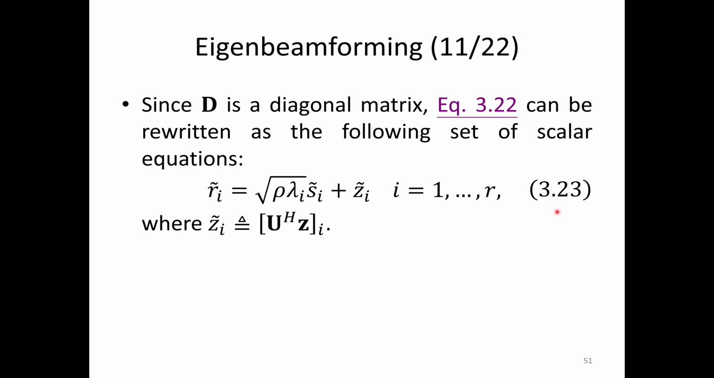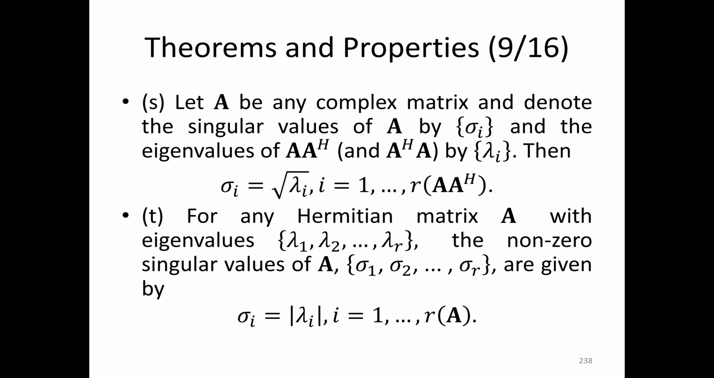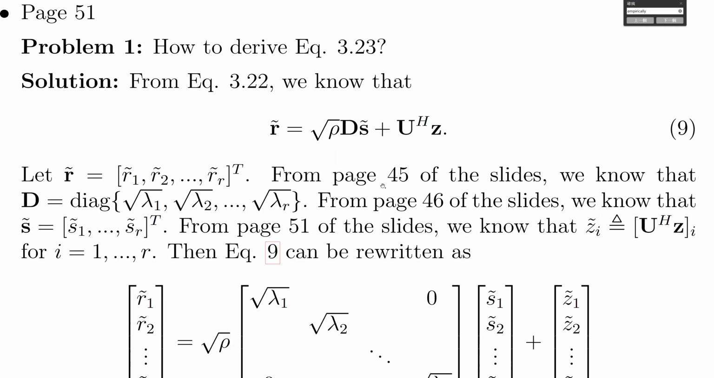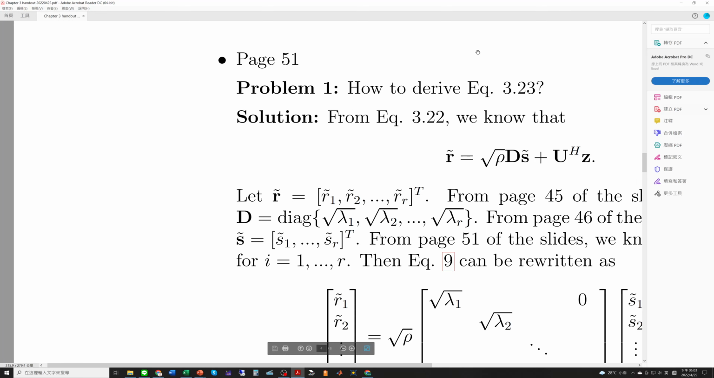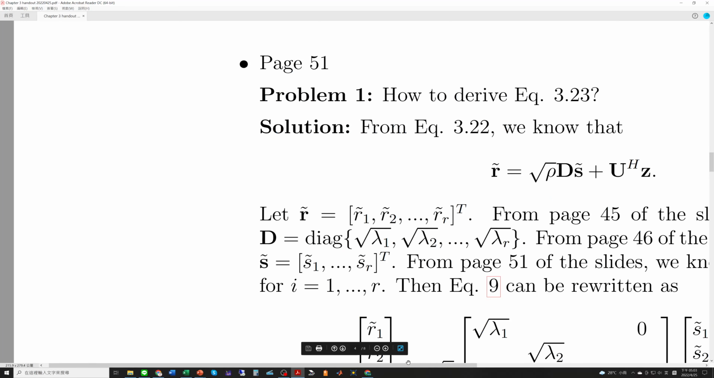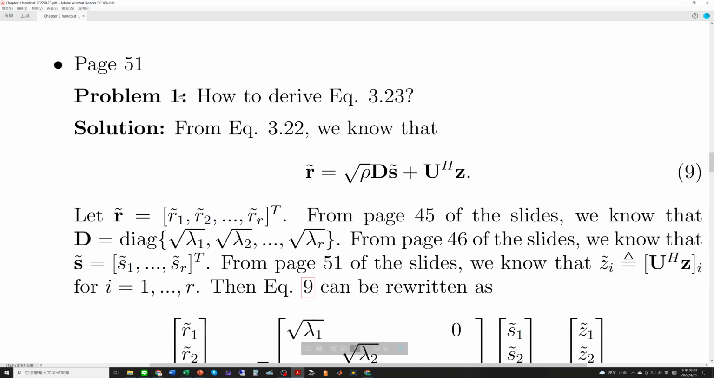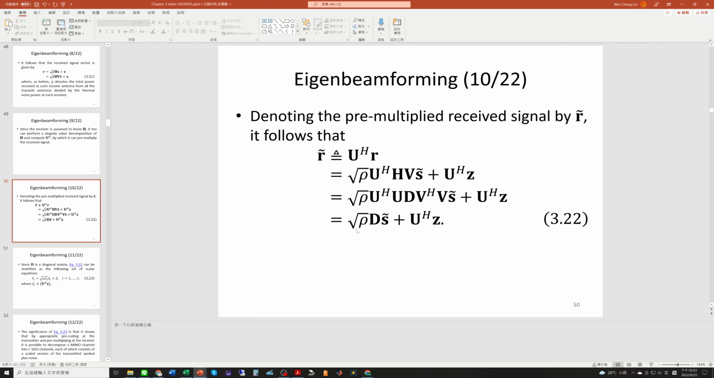Let us see how to derive this equation. Please see the handout. Please see page 51, problem 1. I need to change the pointer. Okay, good. Page 51, problem 1. How to derive equation 3.23. Solution: from equation 3.22. Let us see equation 3.22. Okay, this equation.